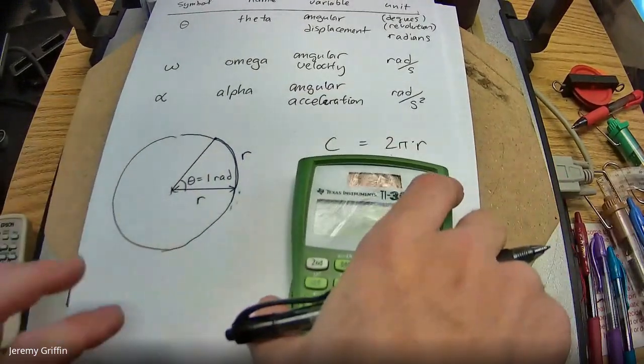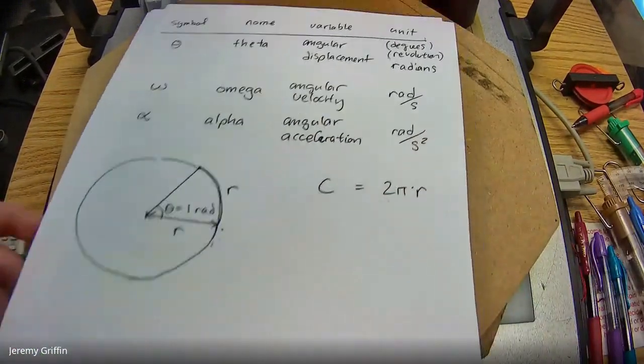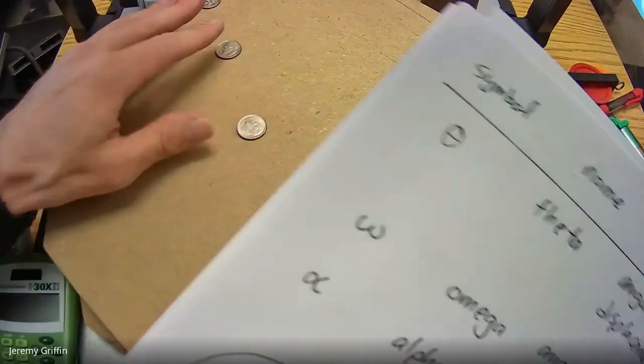Oh, I'm so sorry. I need to give you one little detail to put this all together. And that's, you can actually translate between rotational values and linear values. Let's go back to these coins. Now, I'll show you what I mean.